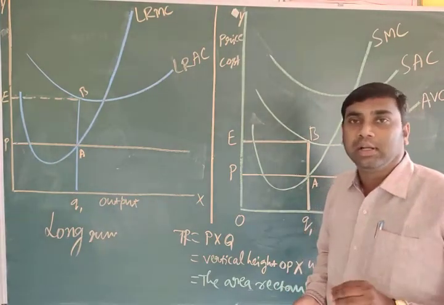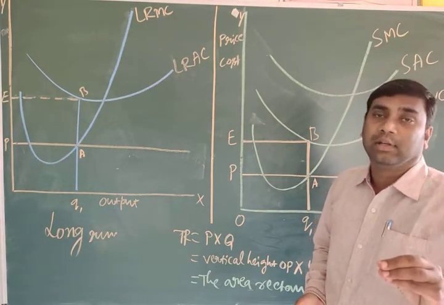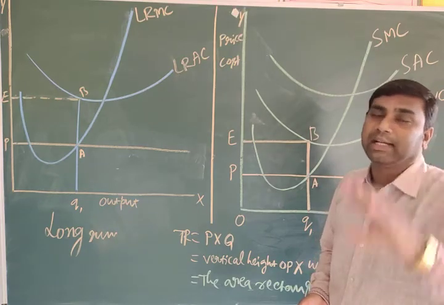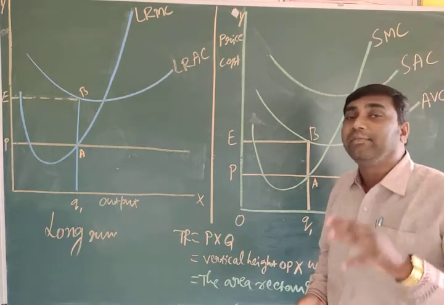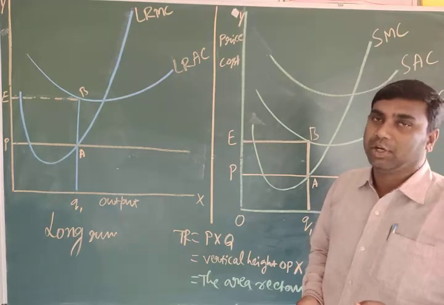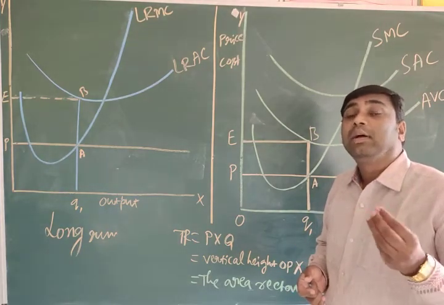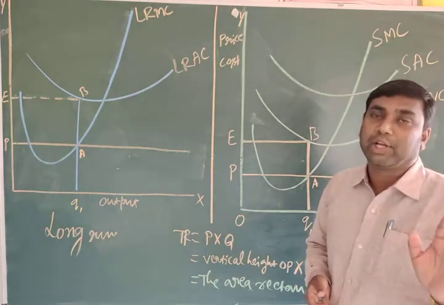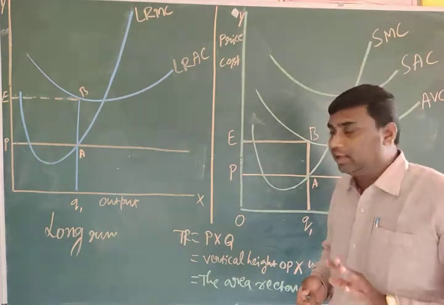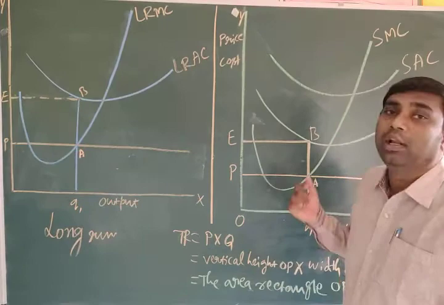Under the short run, price should be equal or greater than AVC. And in the long run, price should be equal or greater than AC. So first we should discuss the short run.